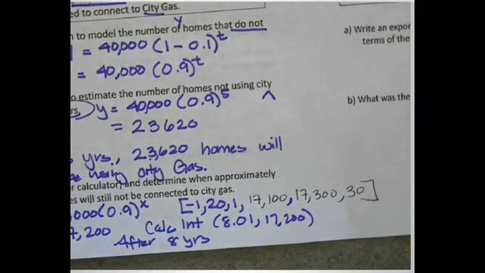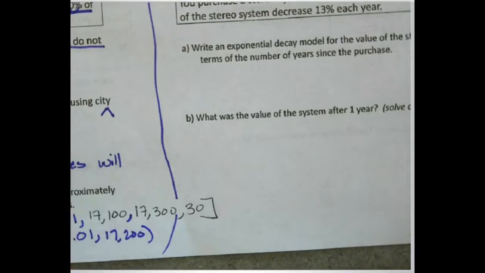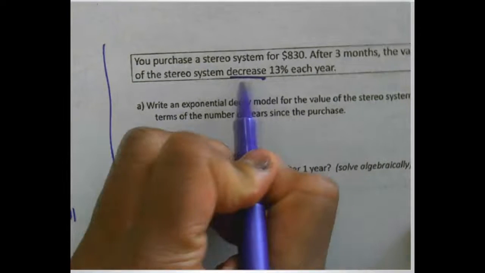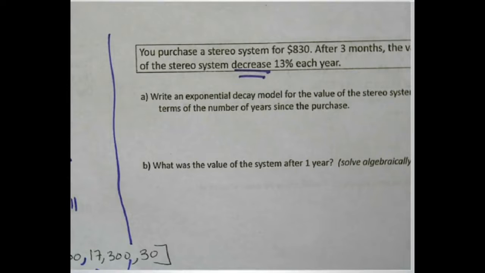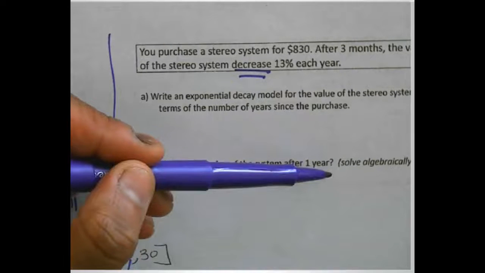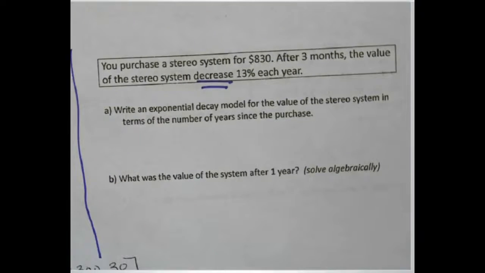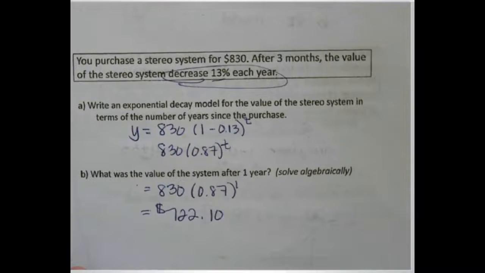Okay, the next one, that was fun for the whole family. You purchase a stereo system for $830. After 3 months, the value of the stereo system decreases, that's a hint there, 13% each year. Perfect. I would like for you to do 2 things. Number 1, write an exponential decay model for this situation, and then part B, find the value of the system after 1 year. When it says solve algebraically, it just means plug in 1 for the value of year. Do that, please.